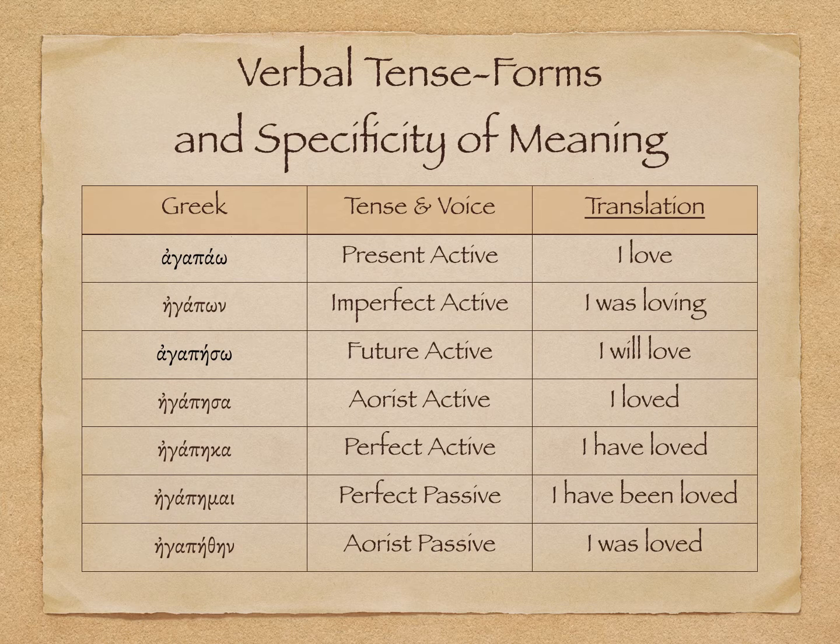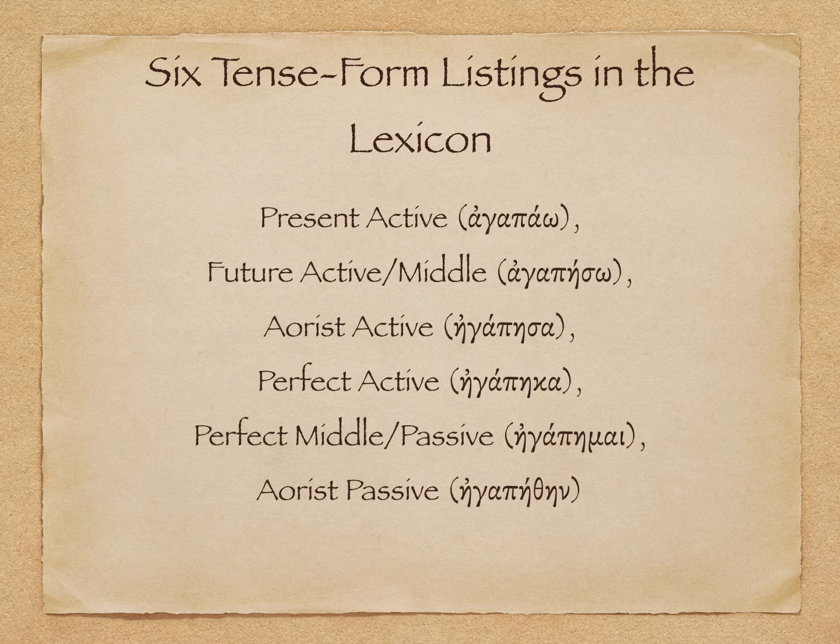as other inflected languages. Notice the column on the left, the Greek word, and then the middle, the tense and voice, and the translation. In one word, look at the specificity that Greek provides, from I love in the present to the perfect passive, I have been loved. A good deal of meaning is encoded in verbs, and that's why we have a whole semester on verbals, this second semester of Elementary Greek 2.